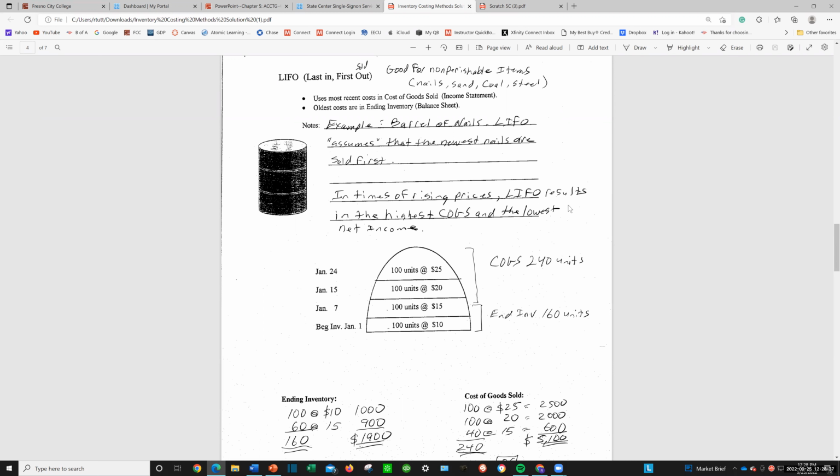This is a tax shelter for the rich. And so if you're trying to minimize your tax liability and you have your choice, LIFO or FIFO, the rich guys are going to choose LIFO. Why? Because in times of rising prices, those newest nails cost more, which means you're matching the highest cost of goods sold to net income. So highest cost of goods sold will cause lower net income, which will cause less tax liability.